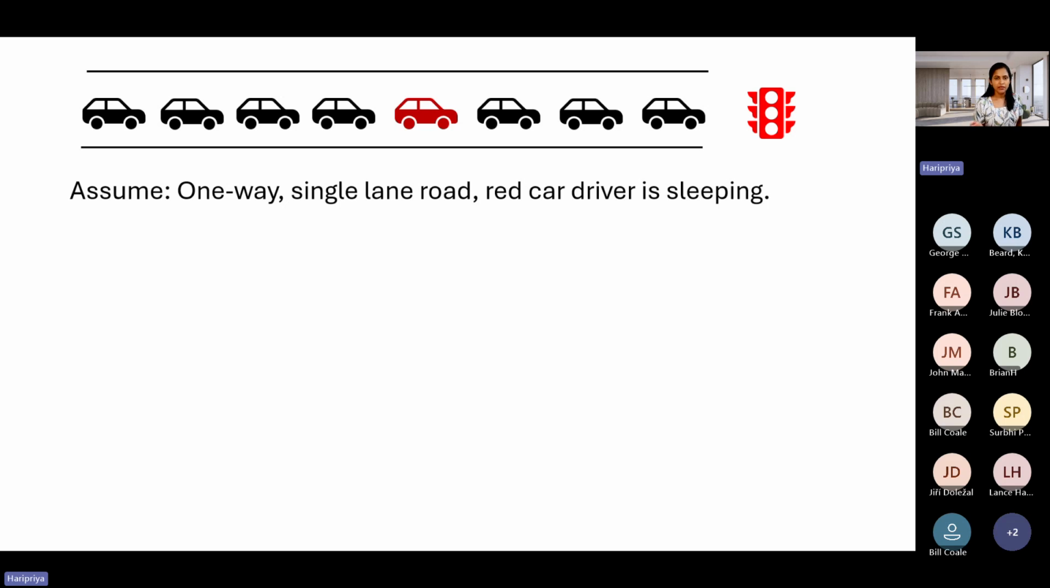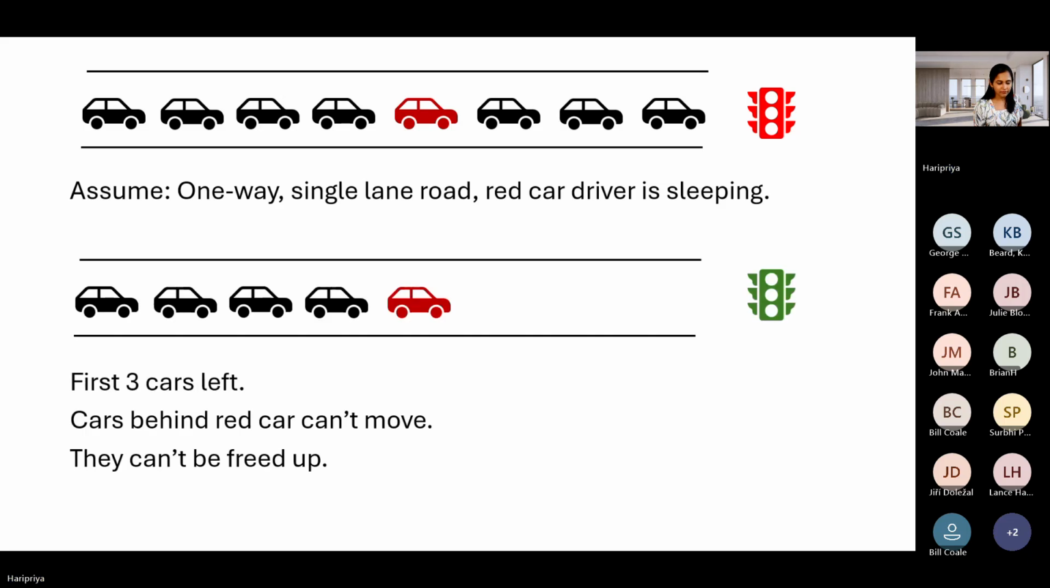Imagine this is a single lane road, one way. You have cars there with the red light. And if you notice, there's a red car where the driver is sleeping. The reason I mentioned sleeping is because I want to connect that to a sleeping transaction. And now you have a green light. The first three cars moved. Anything that's behind the red car cannot move.